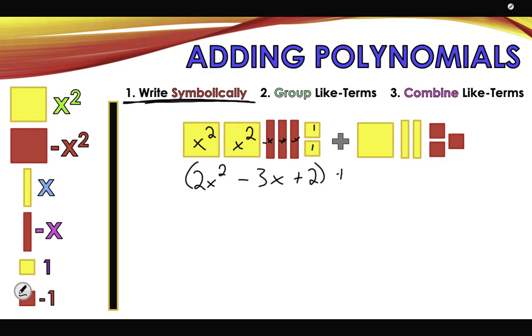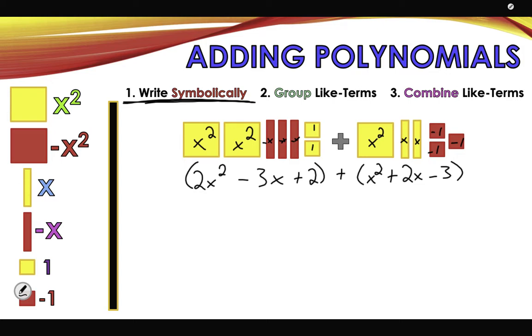polynomial expression. My second one, there's an x squared block. I only have 1, so I'm just going to say x squared. I have 2 x blocks, so plus 2x. And I have 3 negative 1 blocks, so minus 3.